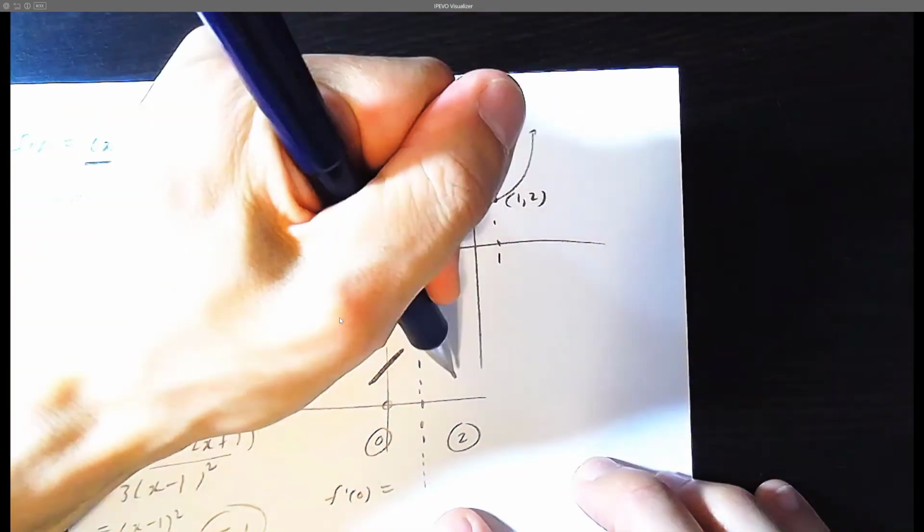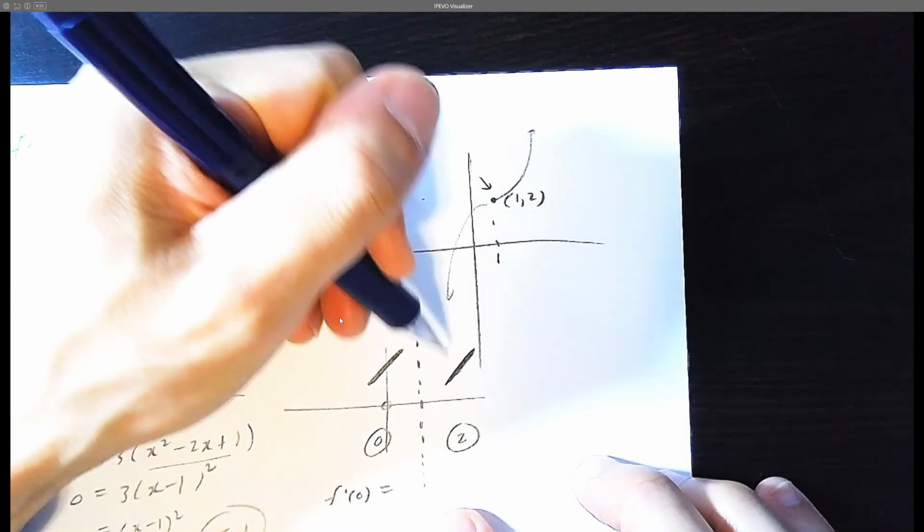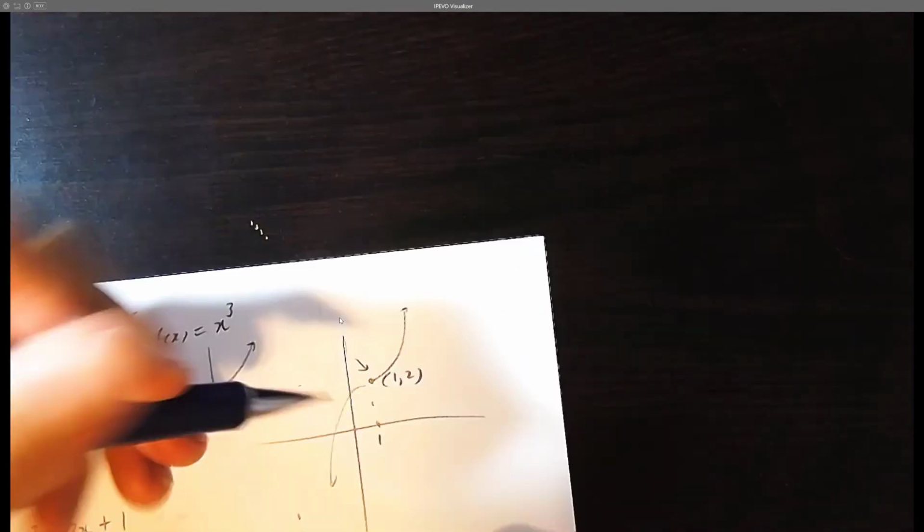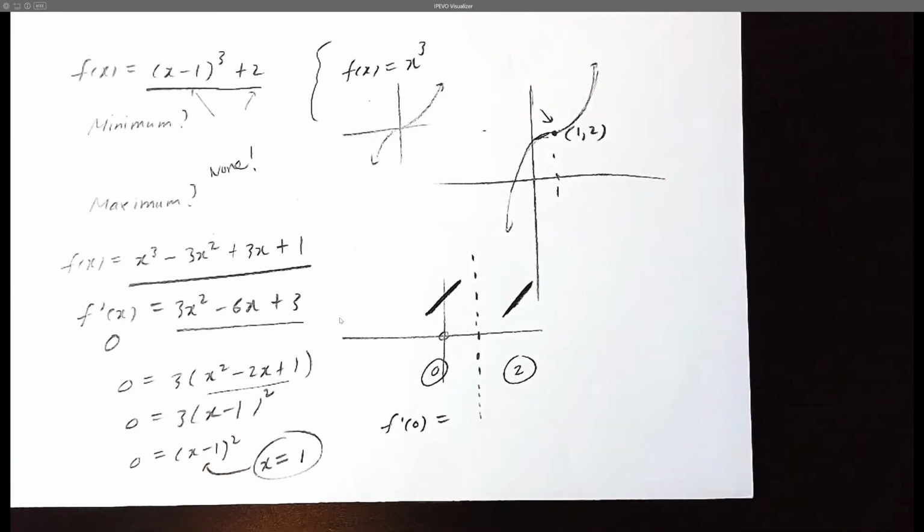So as you can see, we have windshield wipers. We have increasing, increasing. This is not a maximum. It's not a minimum. In fact, we already know how to sketch this. This happens to be a point of inflection. So clearly, there is no minimum or maximum for this question.